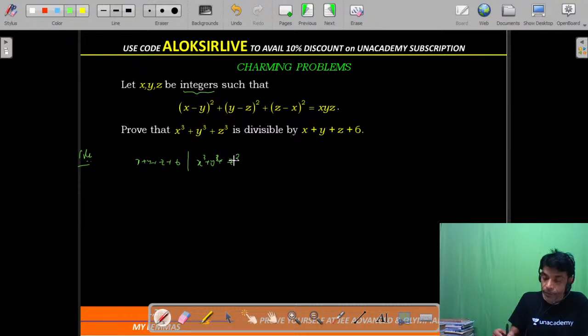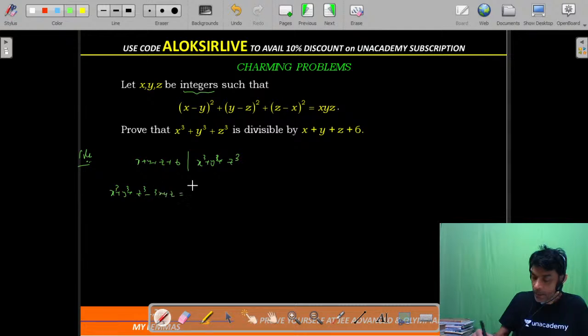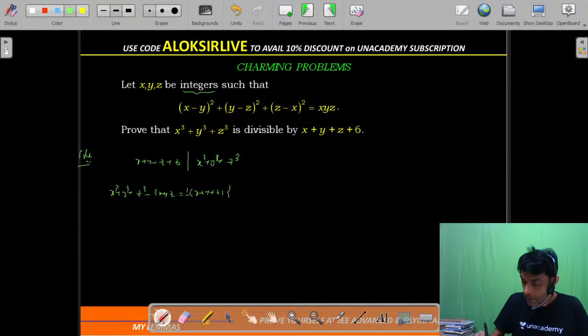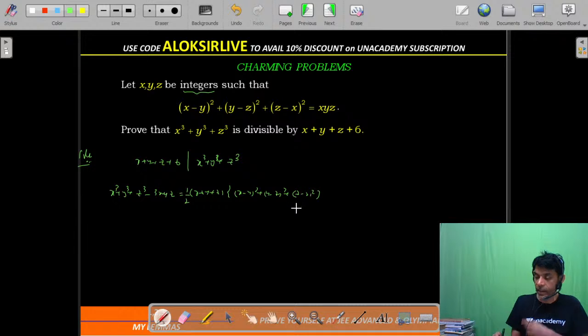So what we can do is play around with the same thing again. So x cubed plus y cubed plus g cubed minus 3xyg will be x plus y plus g times half of x minus y squared, y minus g squared, g minus x squared. This we will get.